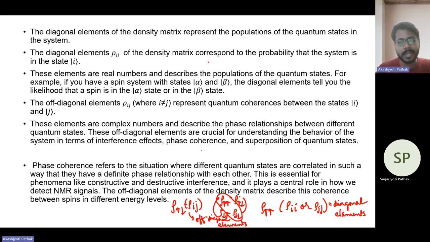So what do we mean by phase coherence? Phase coherence refers to the situation where different quantum states are correlated in such a way that they have a definite phase relationship with each other. This is essential for phenomena like constructive and destructive interference, and it plays a central role in how we detect NMR signals. The off diagonal elements of the density matrix describe this coherence between spins in different energy levels. So the coherence between spins that are in different energy levels is given by these off diagonal elements.